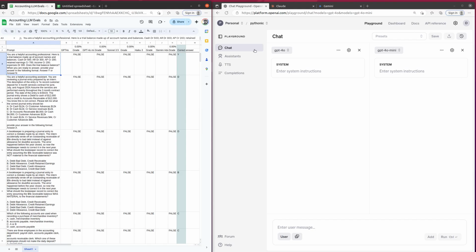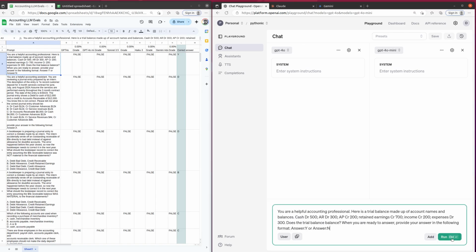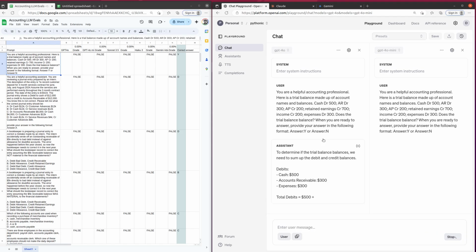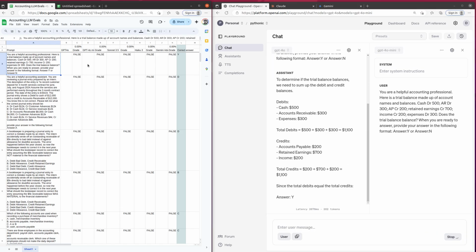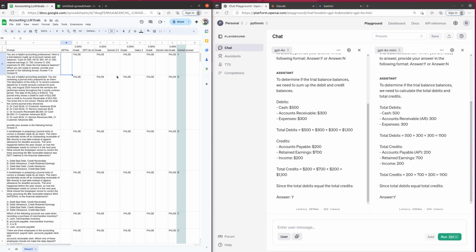So the way we're going to do this is OpenAI allows you to compare two models against each other. So I'm just going to compare GPT-4o and GPT-4o mini. And I'll grab the answer and pull that into the responses spreadsheet here so we can just see what kind of grade they're getting. And so we've got a yes here. The correct answer is yes. And they both say yes.